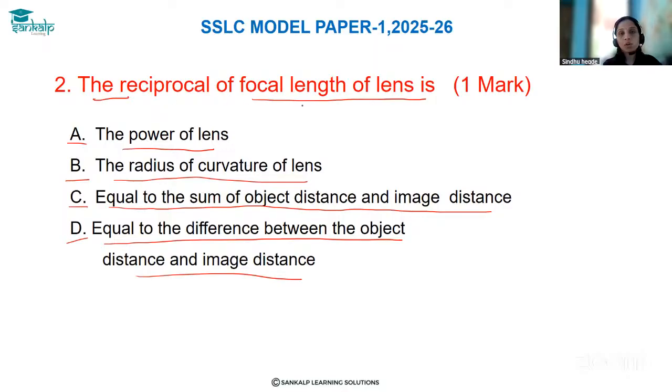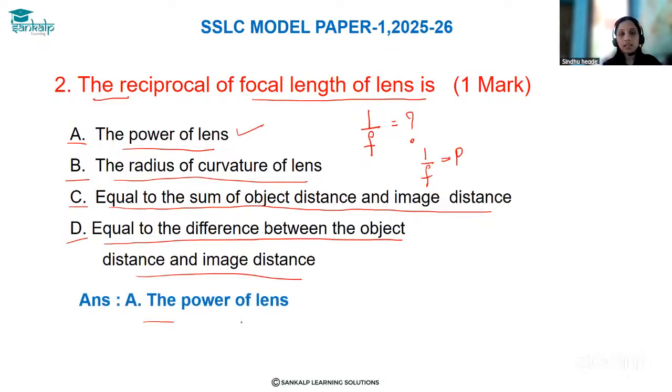The reciprocal of focal length of lens is nothing but 1 by f is equal to what? This is the standard formula, and according to the statement of power of lens, 1 by f is equal to P. So option A is the correct answer. The reciprocal of focal length of lens is the power of lens. Radius of curvature is nothing but R. It is not equal to the power.